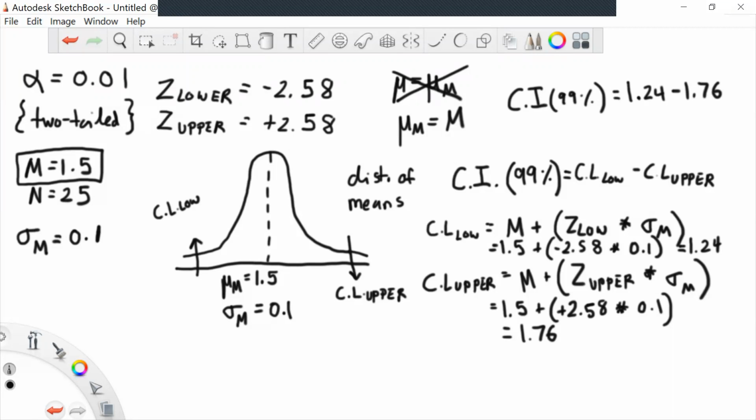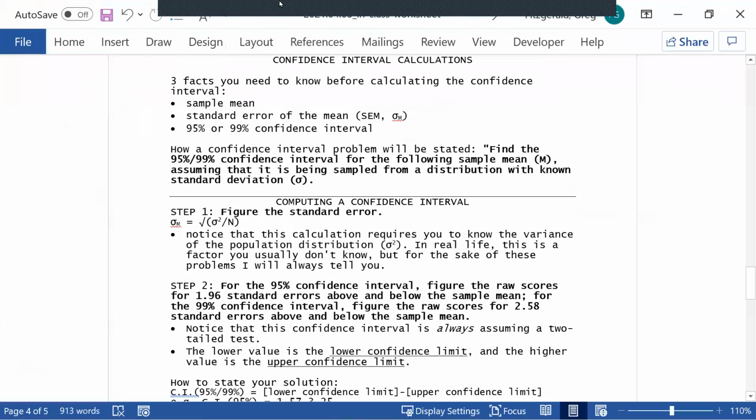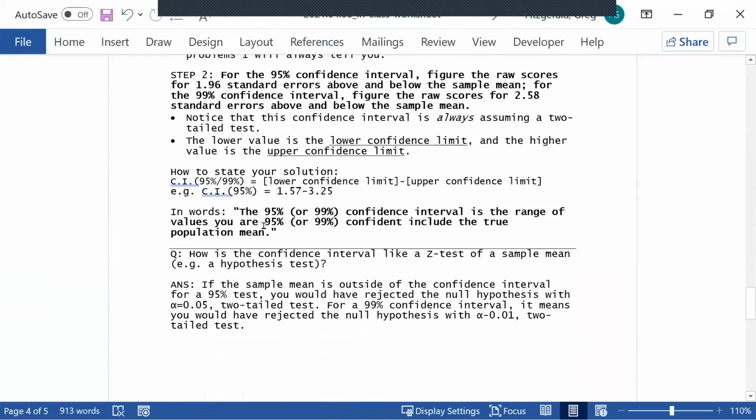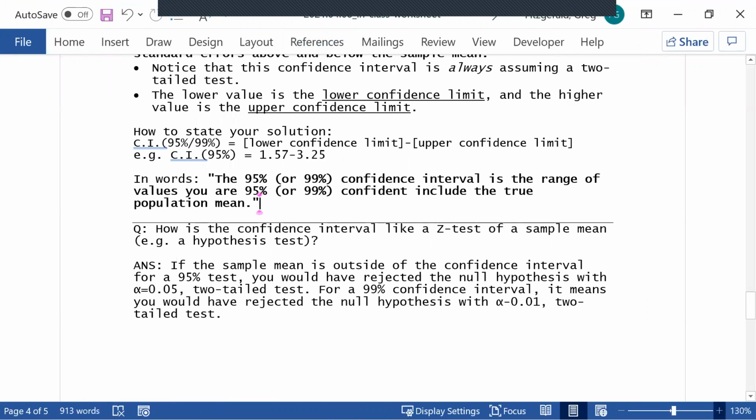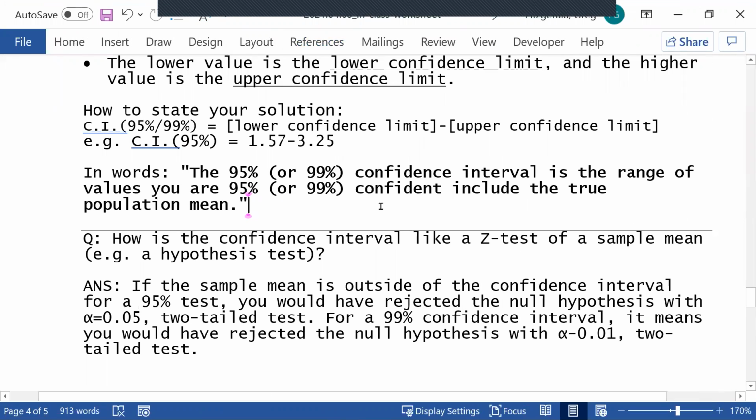And I go through this in more detail in the worksheet, which I wish I had printed out now, what the interpretation of the confidence interval calculation is, how to state it. So if you wanted to put this into words, let me just make this big. In our case, the 99% confidence interval is the range of values you are 99% confident includes the true population mean.